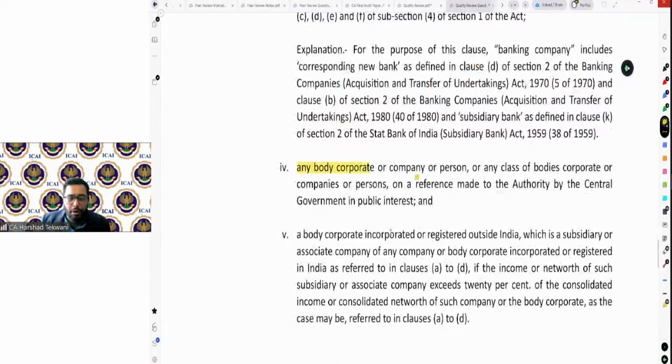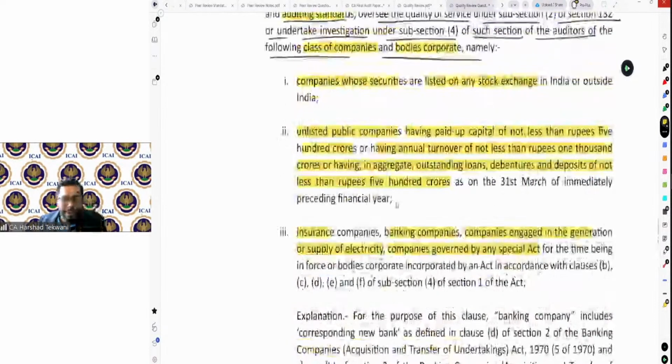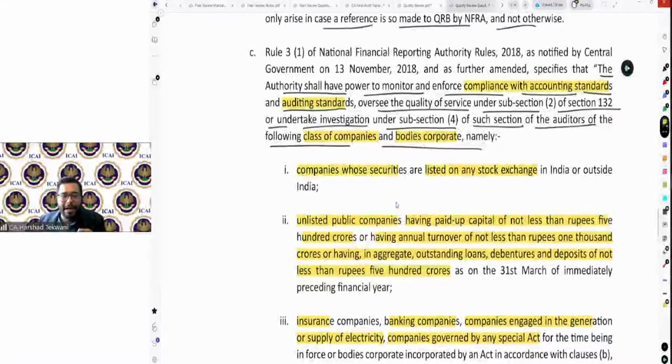any body corporate, company or person, okay, reference made by authority, any body corporate or entity registered outside India, which is a subsidiary of clause A to D. If income or net worth of such subsidiary or associate exceeds 20% of the consolidated income or consolidated net worth of the company. So for these companies, review can only be conducted by NFRA, not the quality review board.